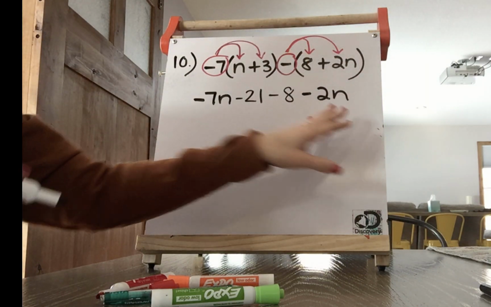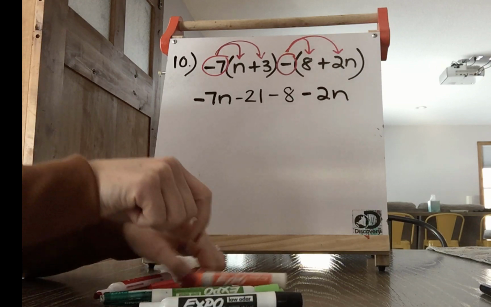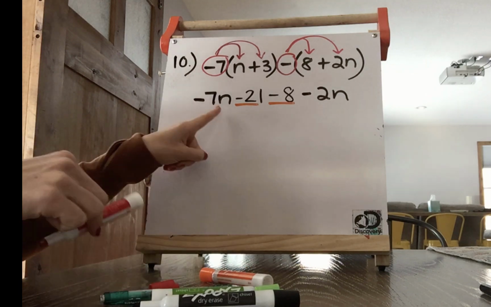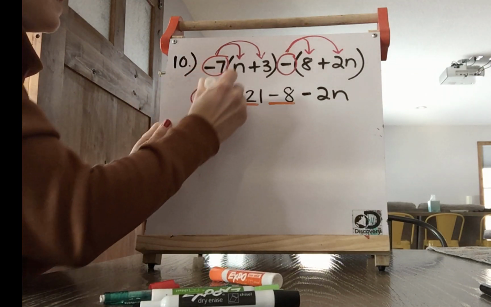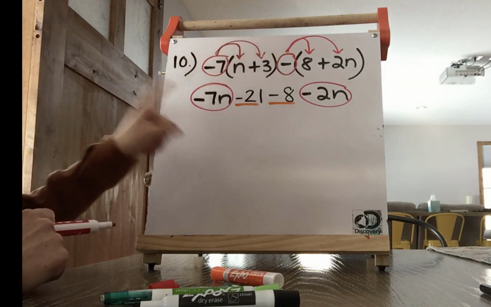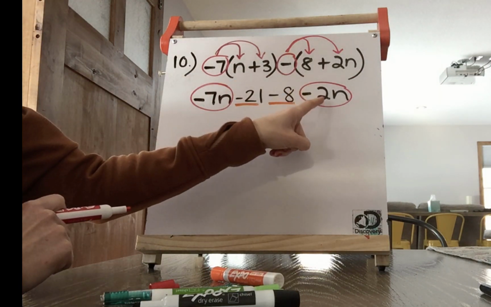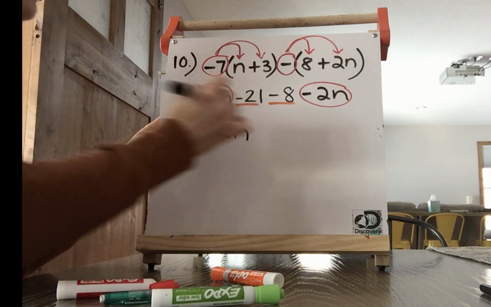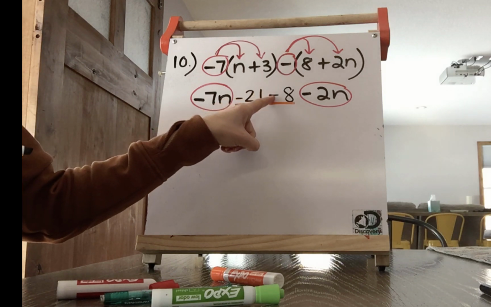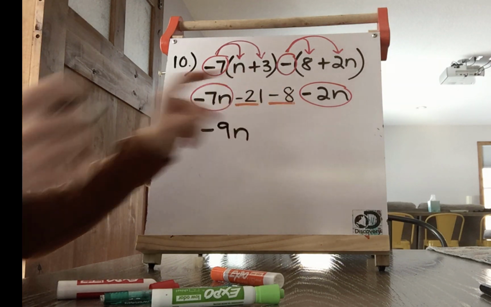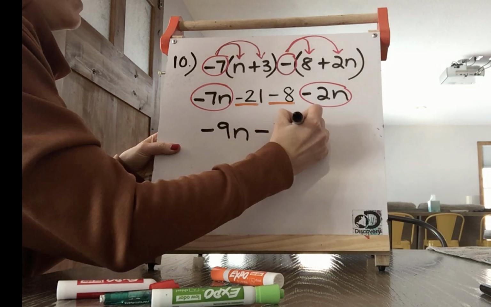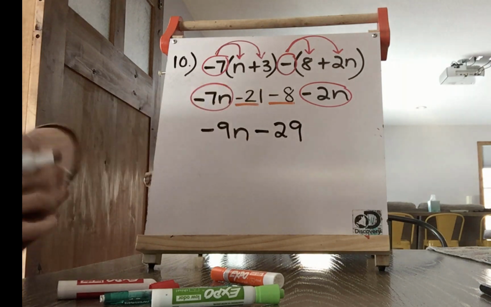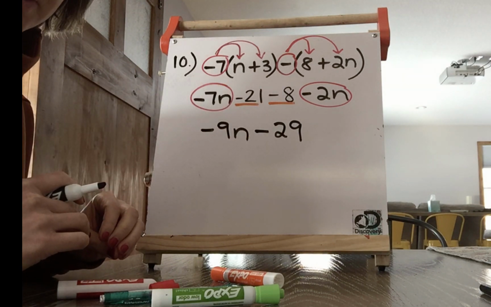Now I am ready to look and see if I have any lookalike terms that I can combine together. I always tend to look for the constants first. It's just what I do. And then I have a term here that has n in it, and I have another term that has an n in it. So -7n, we're taking away 2 more n's. That means we have -9n. -21, we're taking away 8. Where does that bring us? To -29. Again, if you need help with your basic facts or working with negatives when you're adding or subtracting, go ahead and use that calculator.